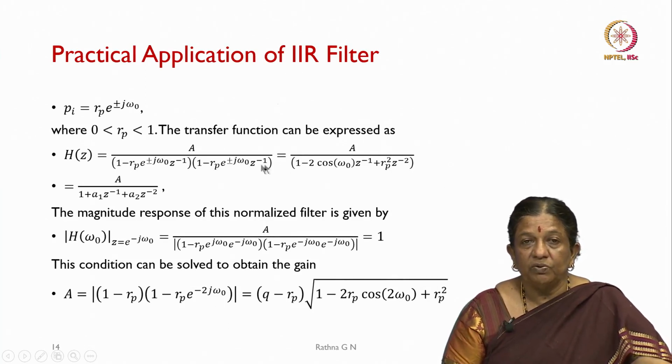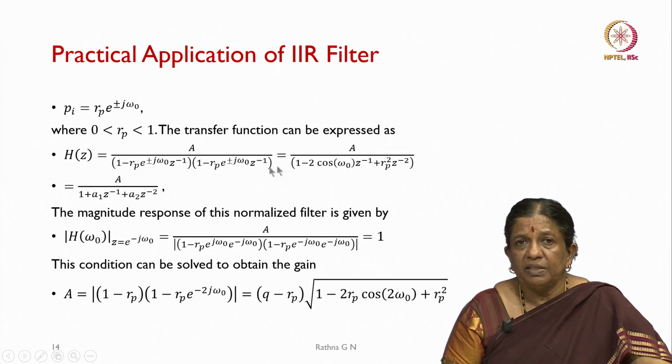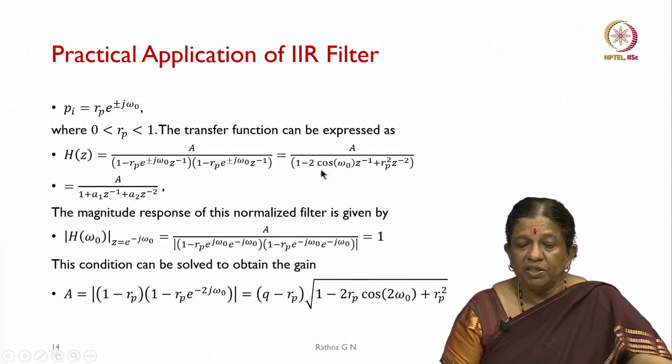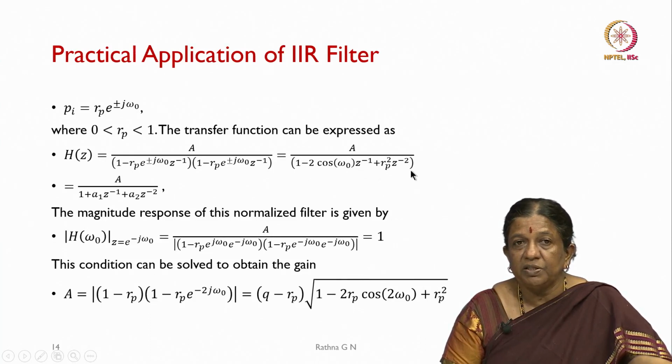This has conjugate poles that I have taken. These are the second order sections we are representing: this is the first one and this is the second one we are multiplying. When I expand it, it becomes A by 1 minus 2 Rp cos omega naught z minus 1 plus Rp squared z minus 2. We represent these coefficients as A1 and A2.